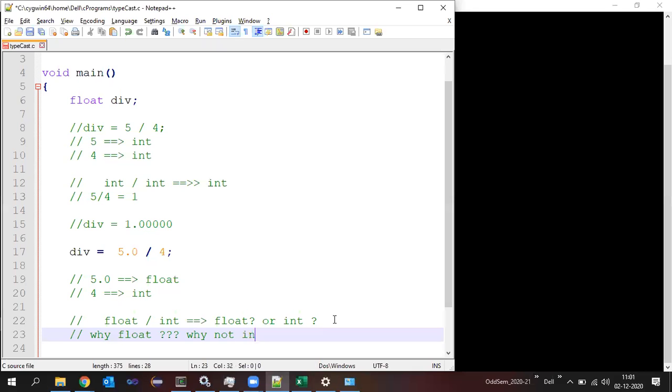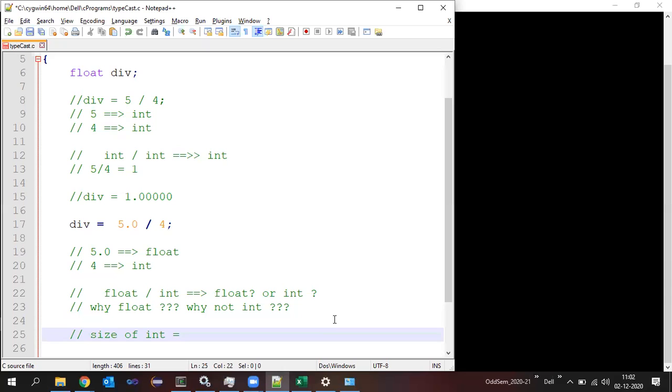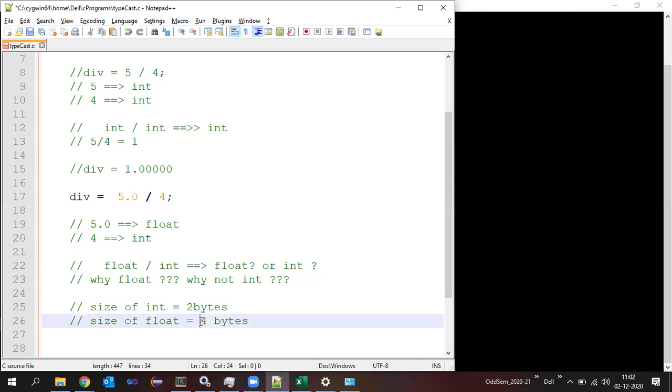To answer this one, we need the background of the data types. You remember the size of int was what? 2 bytes. Size of int is 2 bytes. Size of float is 4 bytes. Now think here. What I'm trying to do is divide a number. For the numerator, I have 4 bytes, and for the denominator, I have 2 bytes.